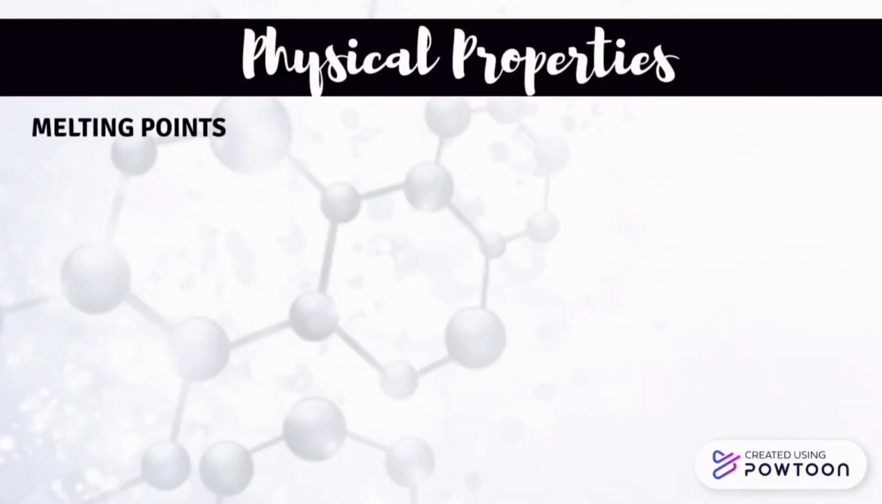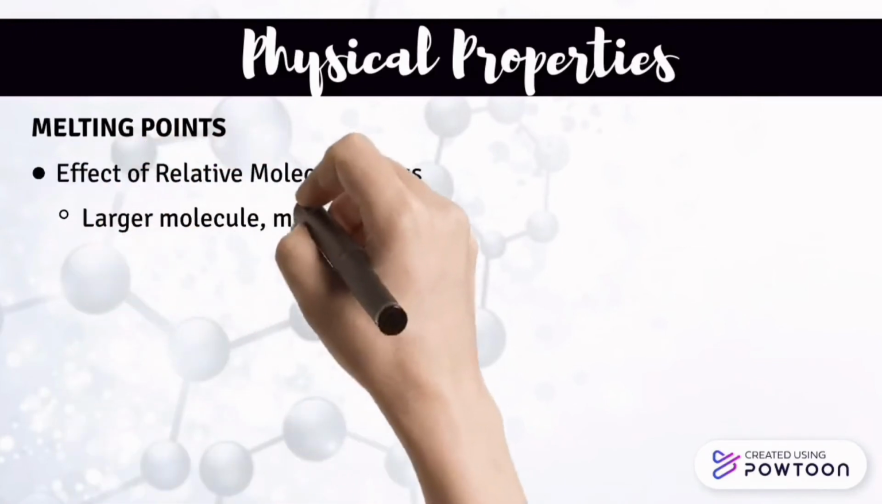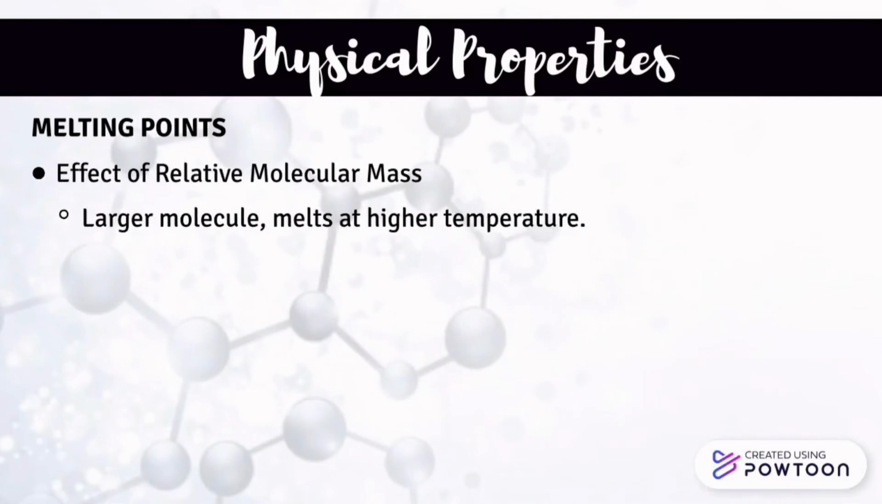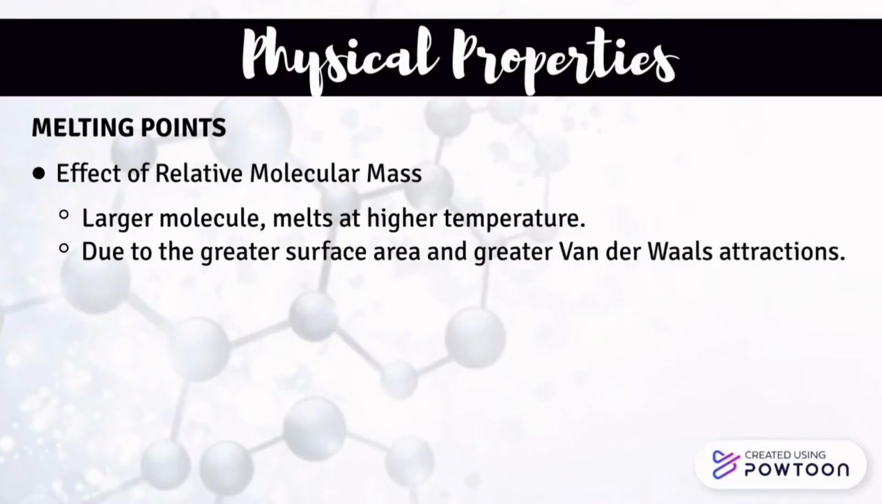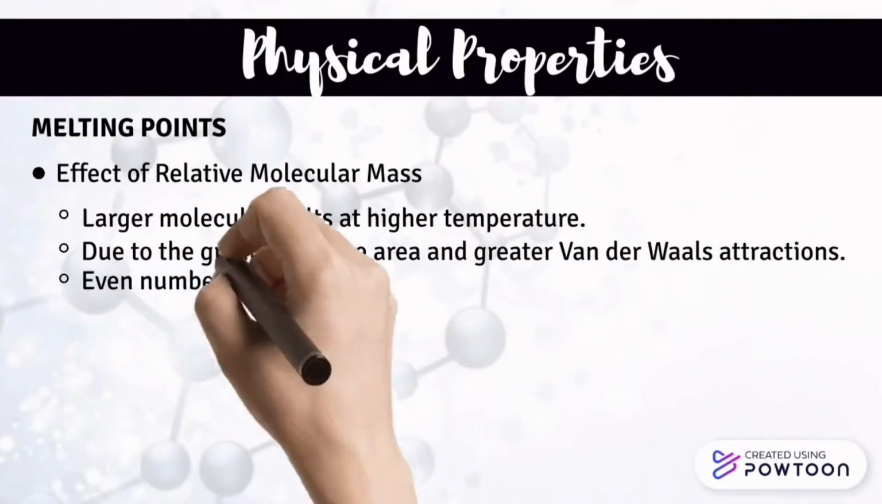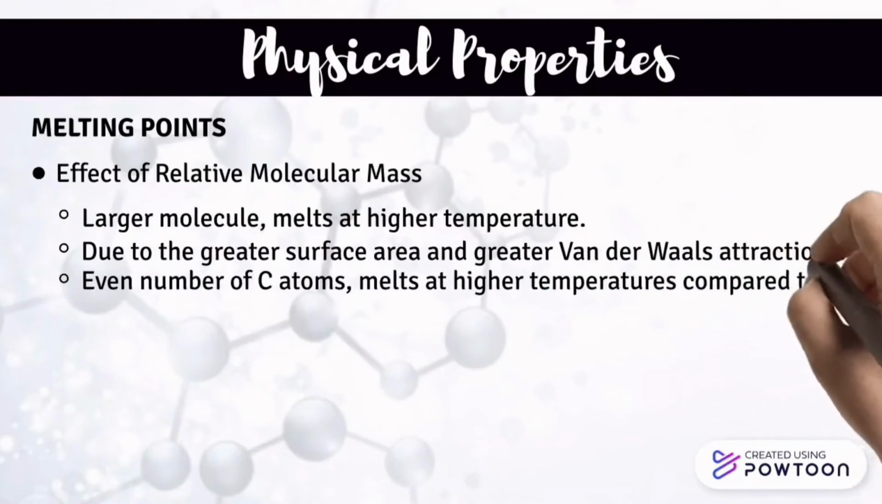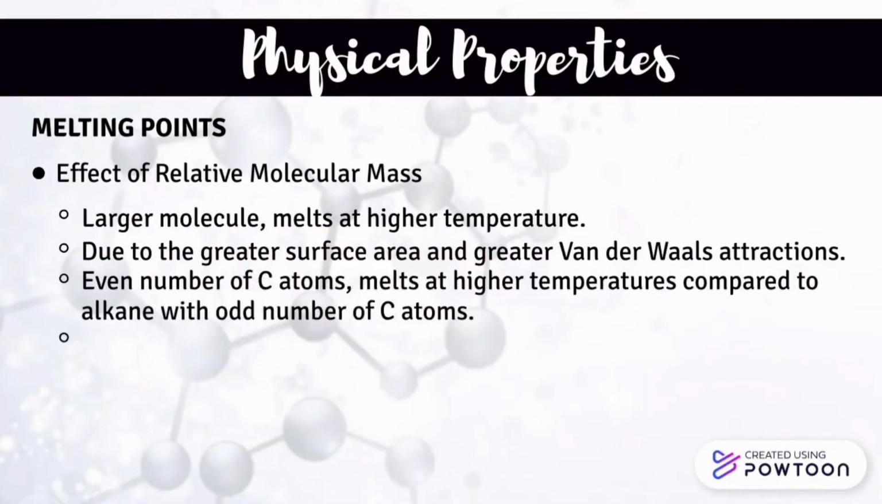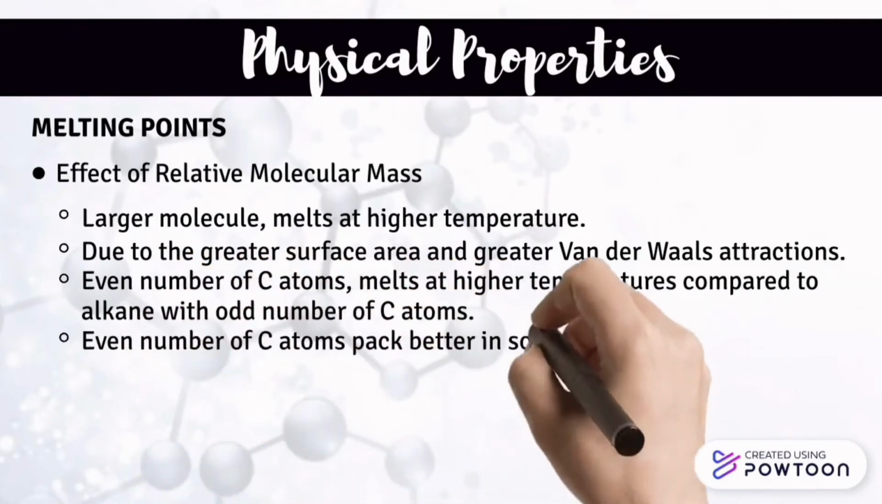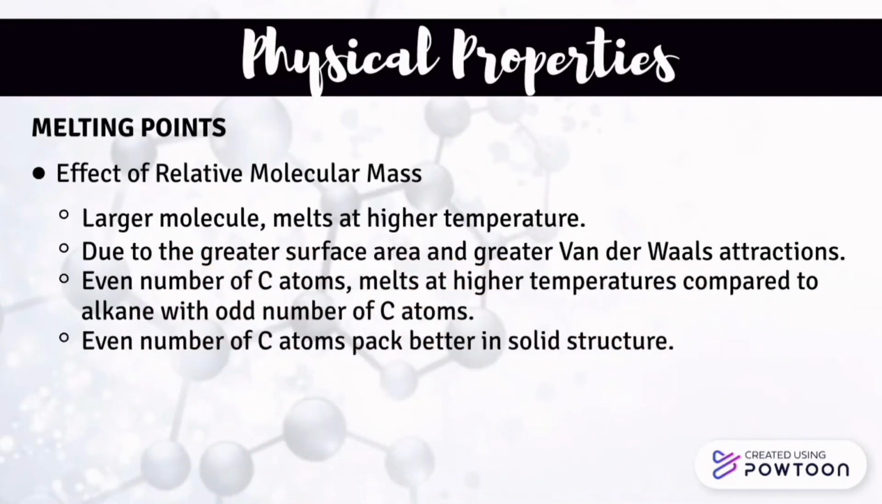Melting points of alkane also depend on its relative molecular mass and branching. For the effect of relative molecular mass, a larger alkane molecule will melt at a higher temperature. It is the same as boiling points, where it happens due to the greater surface area and greater van der Waals attractions. Then, alkane with an even number of carbon atoms will melt at a higher temperature than alkane with an odd number of carbon atoms, since even numbers of carbon atoms pack better in a solid structure.